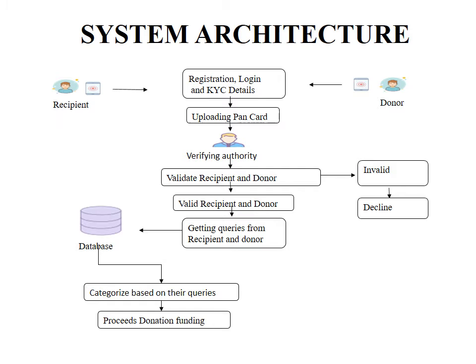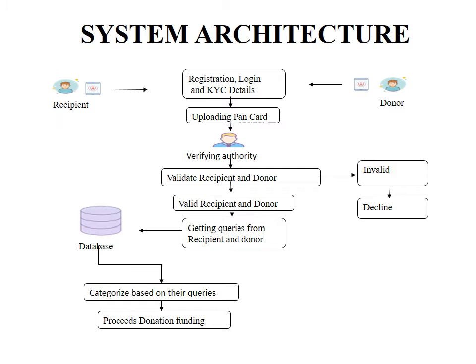System architecture can be the registration and login, KYC details. Example for recipient and donor. The recipient can upload a PAN card, the verification authority checks for a valid donor. A valid donor can be using the process of getting the query of the database, but an invalid one is declined. Also, see the leave page.